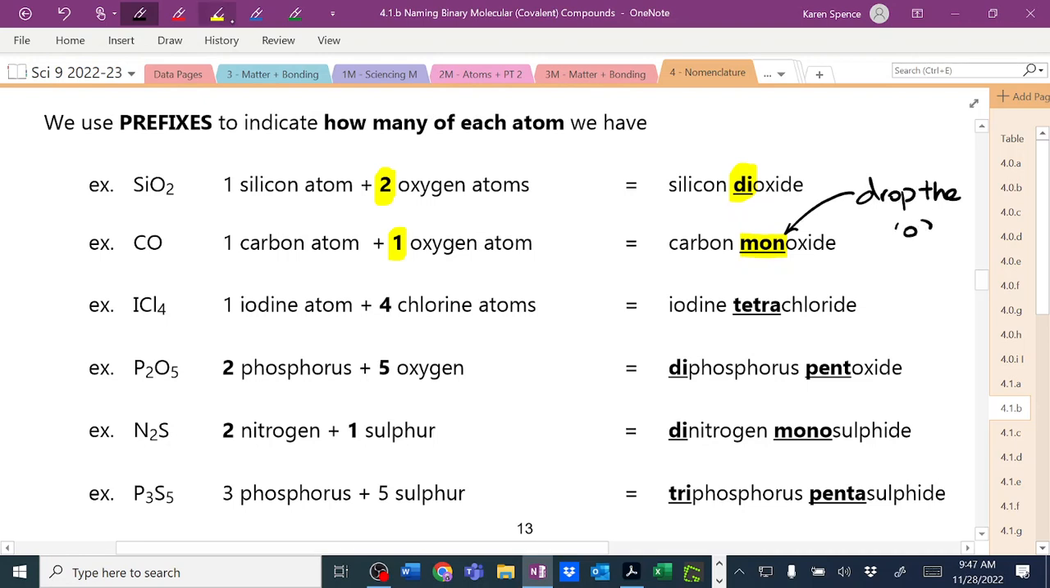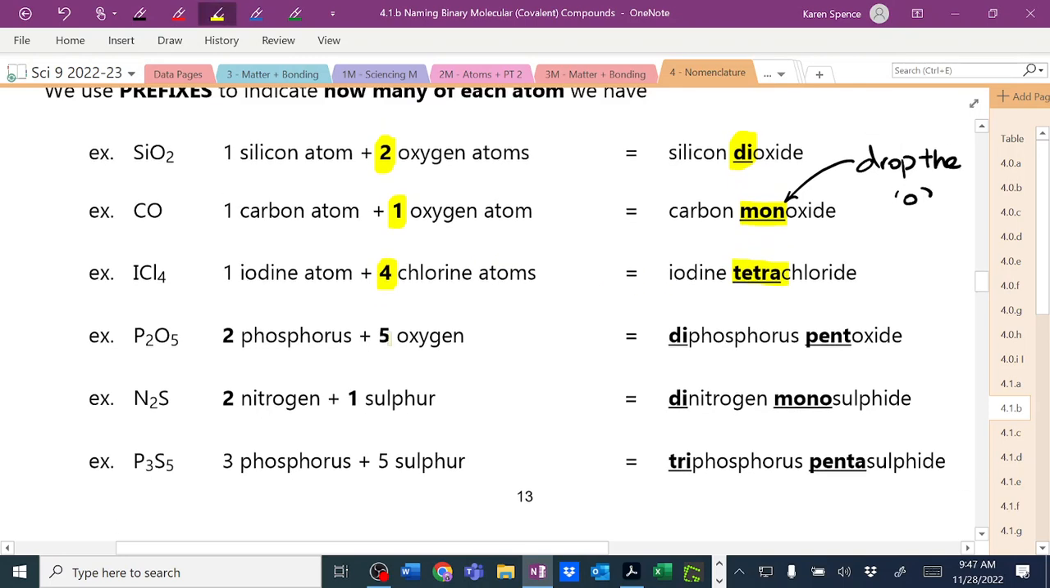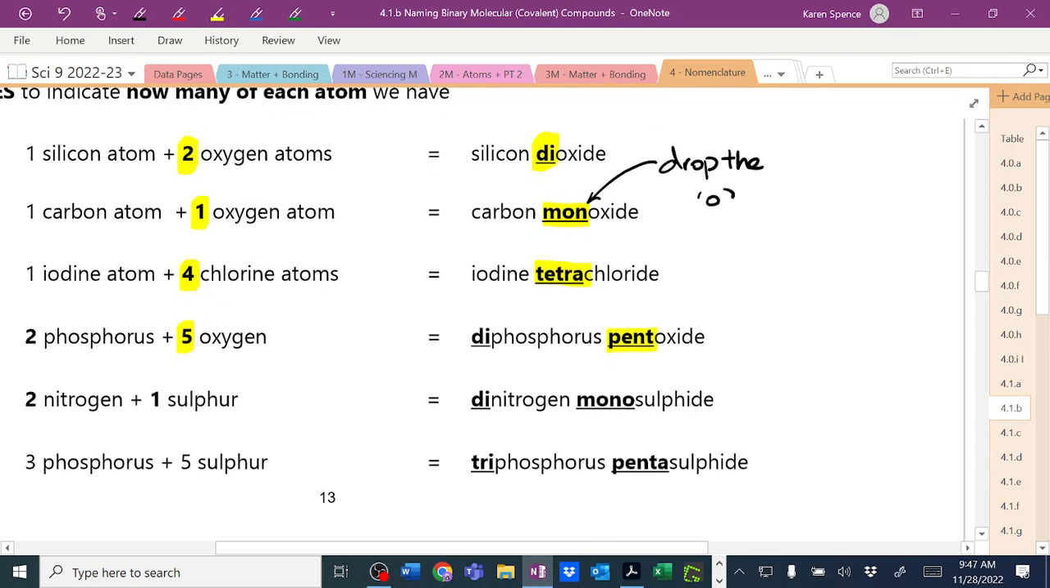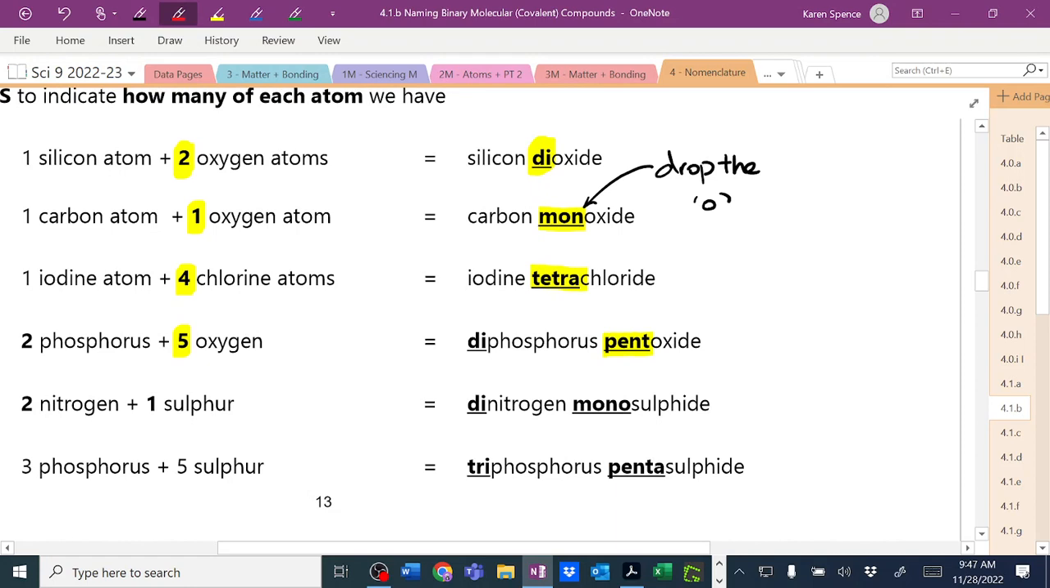What's the prefix for 4? 4 is tetra. So when we have 4 chlorines, we have tetrachloride. We have 5 oxygens, pentoxide. What happened to the A? We dropped the A in front of oxide.